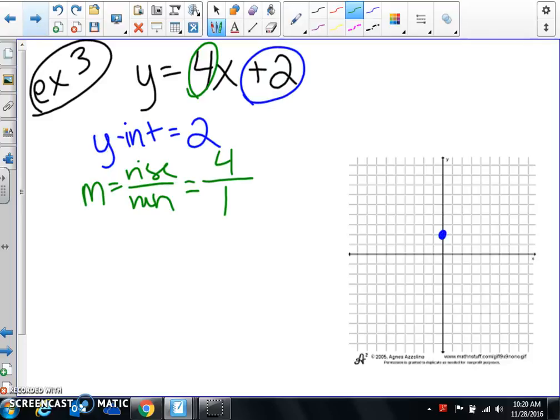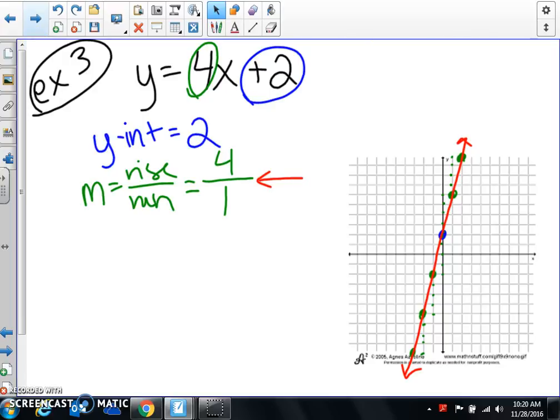And now I need to rise 4, 1, 2, 3, 4, run 1. Rise 4, 1, 2, 3, 4, run 1. Then fall 4, 1, 2, 3, 4, left 1. And honestly, the last step, I would say, is you check, okay, I'm going up the mountain, so I should have a positive slope, which I do have. So I'm good to go.